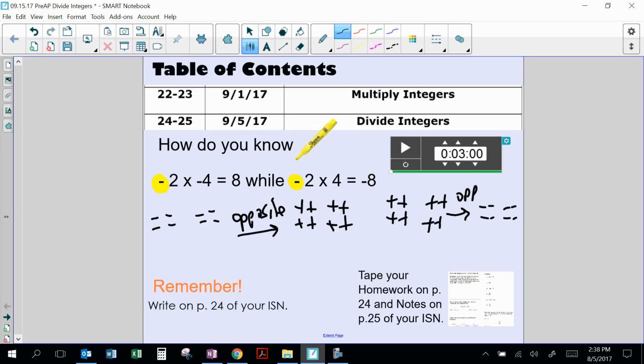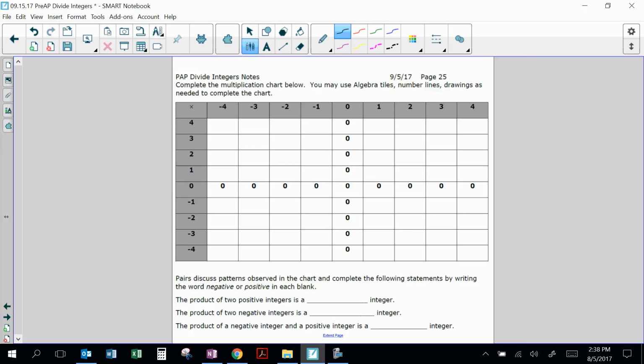Another way, some of you may have realized this, what's the opposite of a negative? Positive. What's the opposite of a positive? Negative. Some people may do it this way: a negative and a negative makes a positive, while a negative and a positive makes a negative. Some people may do it that way. So you are going to be working with a partner and completing this matrix. You may have done this in elementary school, checking your multiplication facts. So it's the same premise.